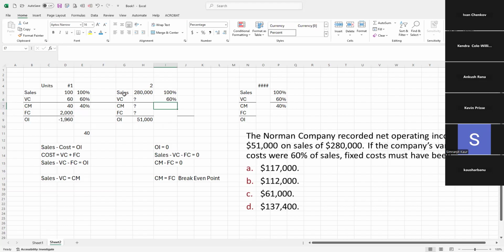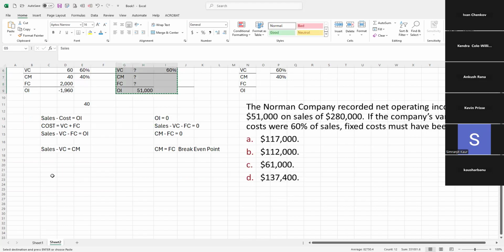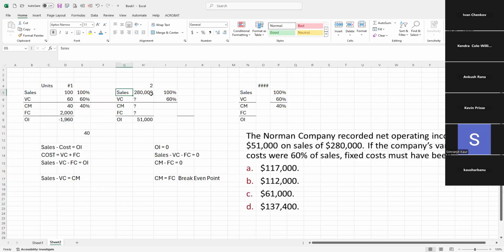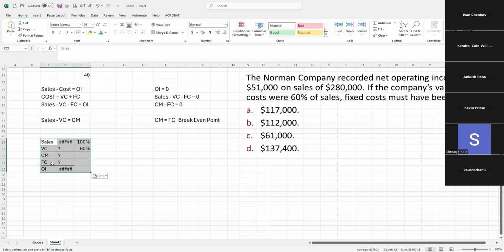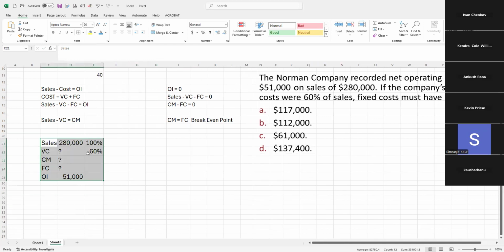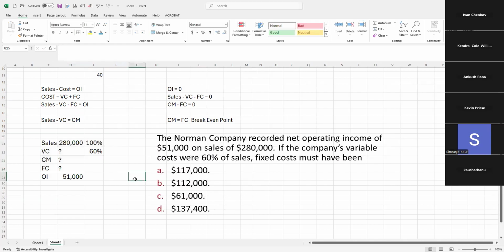So do I have enough information to get everything? That's the question here. That's what we're asking each other. Do I have enough information to get everything that I need? What are you going to say, yes or no? Yes. So how are we going to go?